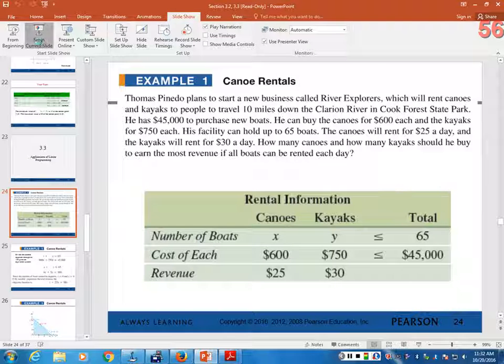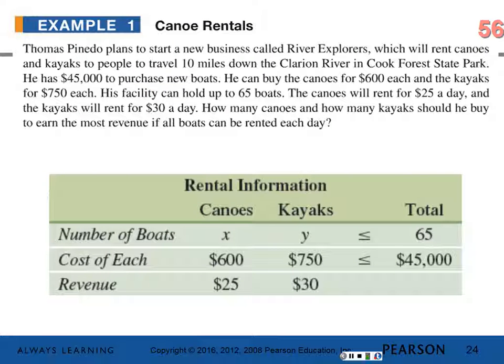So here's our first example. Thomas Pinedo plans to start a new business called River Explorers, which is going to rent canoes and kayaks to people to travel 10 miles down the Clarion River in Cooks Forest State Park. He has $45,000 to purchase new boats. He can buy the canoes for $600 each and kayaks for $750 each, and his facility can hold up to 65 boats. The canoes will rent for $25 a day, and the kayaks are going to rent for $30 a day. How many canoes and how many kayaks should he buy to earn the most revenue if the boats can be rented every day?